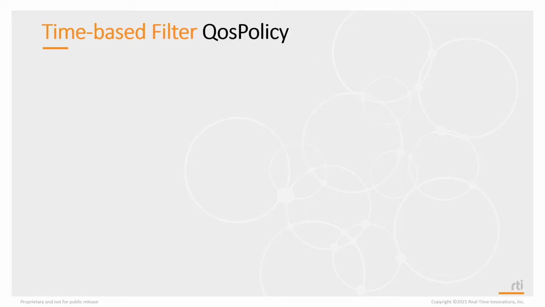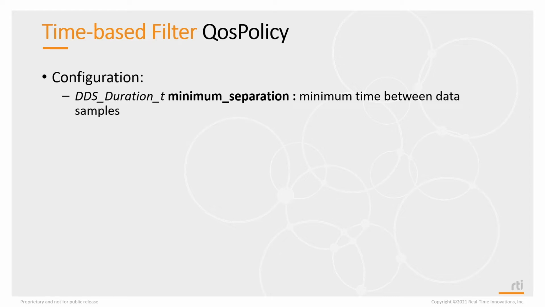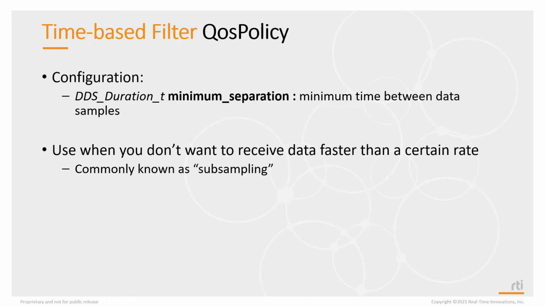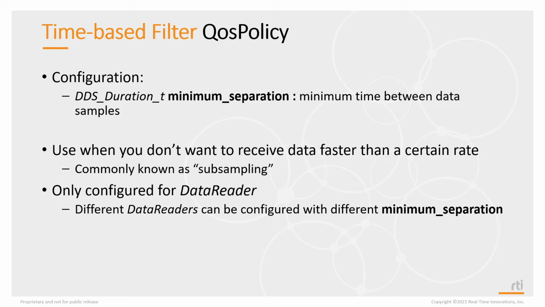The time-based filter QoS policy is configured by a parameter known as minimum separation. This is a time that you set in which you don't want data to be delivered faster than this time. So if you set a minimum separation of 1 second, that means you don't want data faster than once per second. So this is commonly known as subsampling, as in you want the data at a lower rate than which it's produced. You only configure this for a data reader.